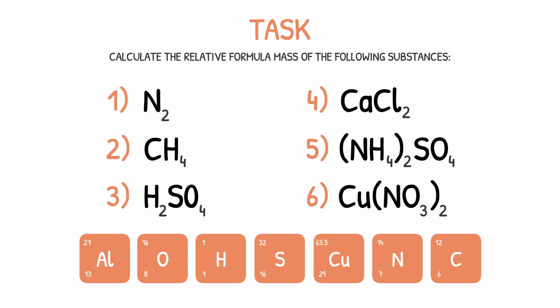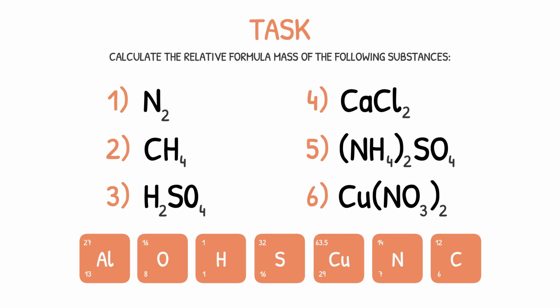Let's talk through the answer to question number 6. This is the formula for copper nitrate, which contains the elements copper, nitrogen, and oxygen. Looking at the information provided on their element symbols, we know that the relative atomic mass for copper is 63.5, the relative atomic mass for nitrogen is 14, and the relative atomic mass for oxygen is 16. Now we can use these values to complete our calculations.